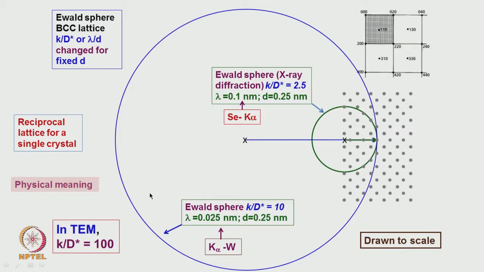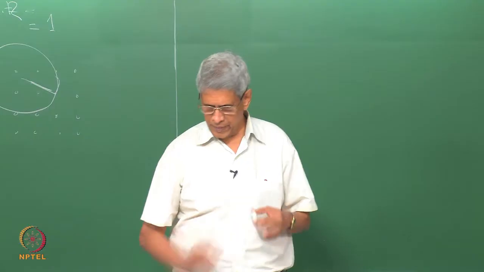Essentially, the physical meaning of this Ewald sphere is that, using the construction and looking at the reciprocal lattice, if we can define the direction in which the beam is falling, we can immediately tell that these are all the diffraction spots which will appear in the diffraction pattern for that particular orientation in which the incident beam is falling on the sample.